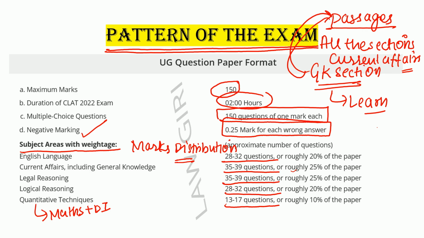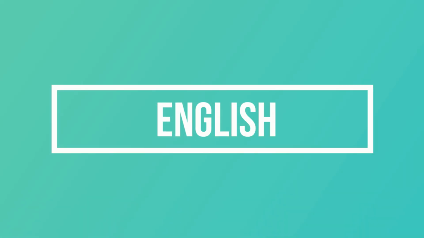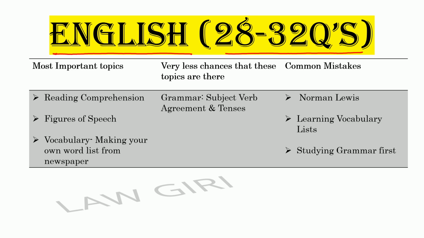This is very important. English. So English, 28 to 32 questions are going to be there. This time in 2022 you had 6 RCs followed by 5 questions each, which is equal to 30 questions. So RC is the most important part. The entire section is going to be reading comprehensions and reading comprehensions only. So your reading comprehension is a very important part. That is clear. Now coming over to how you have to study for your reading comprehension.